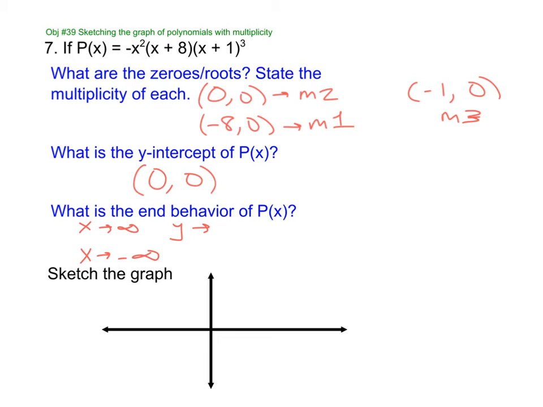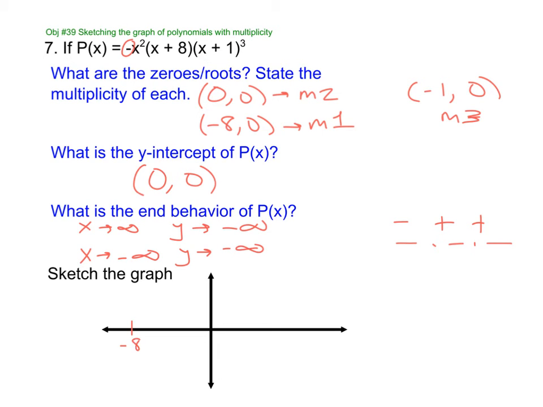Let's see, infinity. I get a negative times a positive times a positive, so negative infinity, because of that negative in front. As x goes to negative infinity, we get still that negative in front of the x squared, and then another negative, and then another negative, so negative infinity.